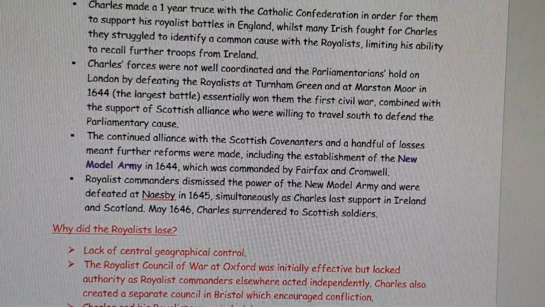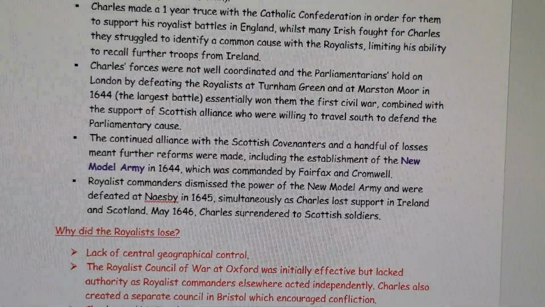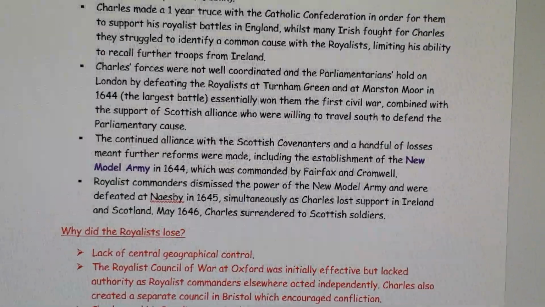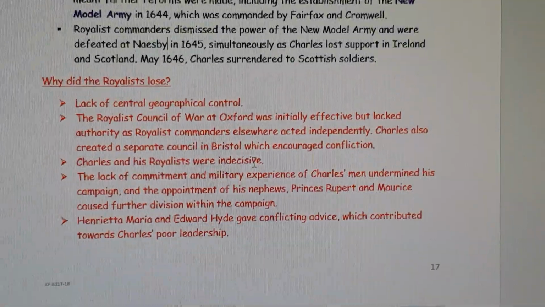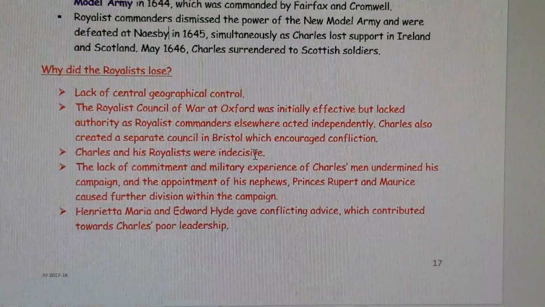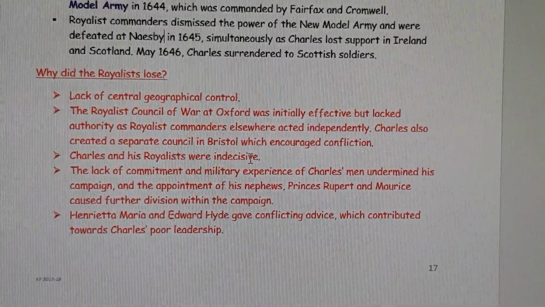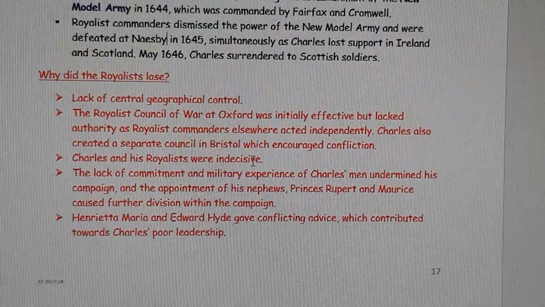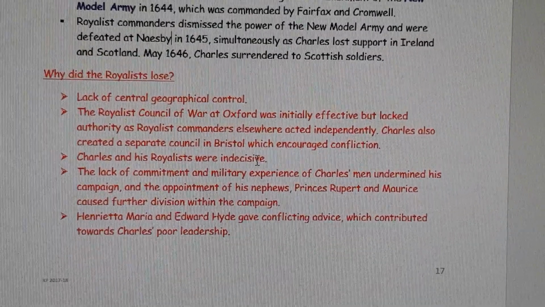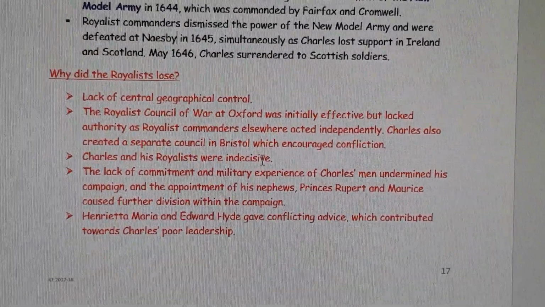However, the Scottish simply hand him over to the English, which he didn't expect, and he's placed under house arrest. So obviously Charles hasn't expected to be handed over to the English, and as said already, he goes under house arrest on the Isle of Wight whilst Parliament decide what they're going to do with him.